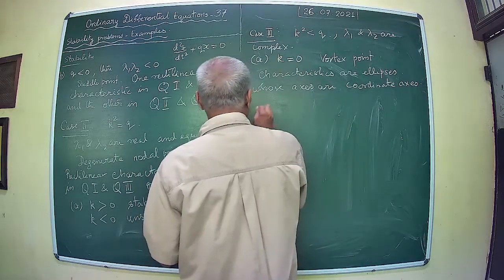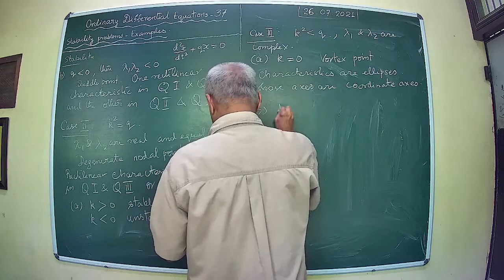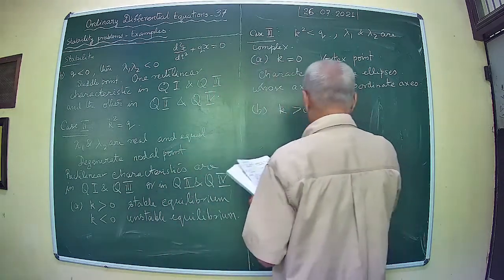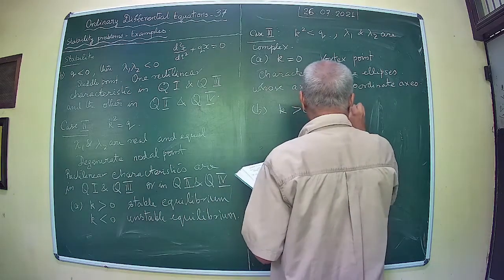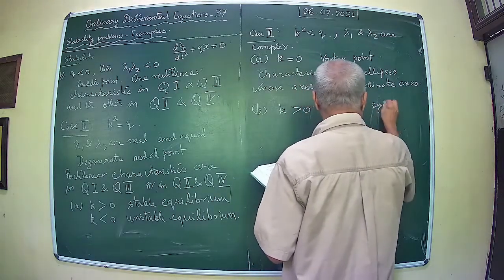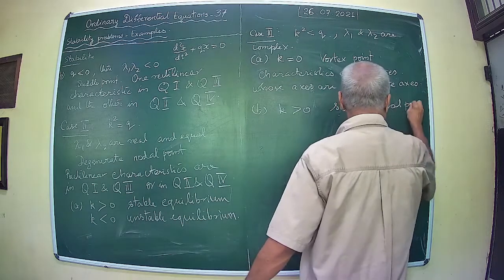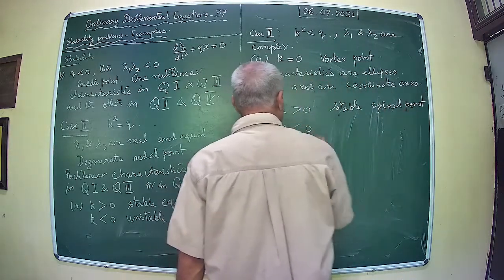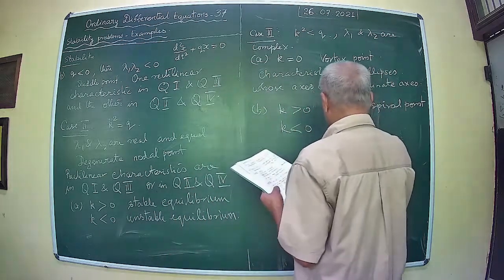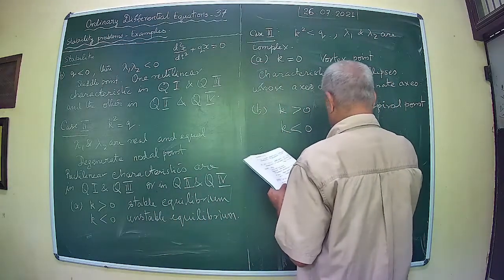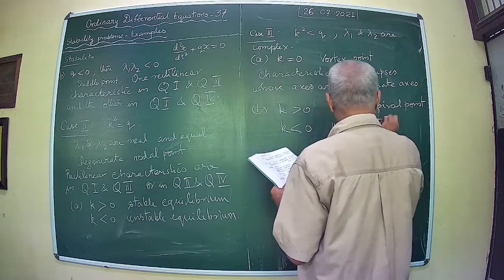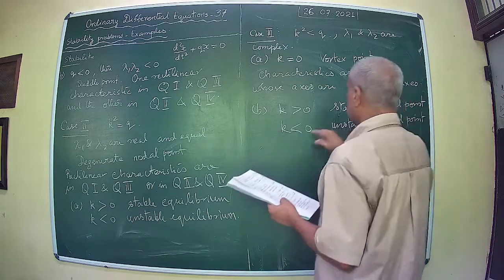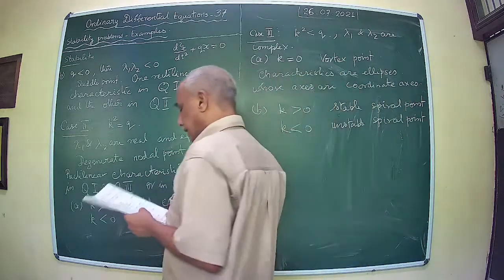Now B, K greater than 0, then you get a stable spiral point. K negative, then you get unstable. So these conditions would influence the direction.